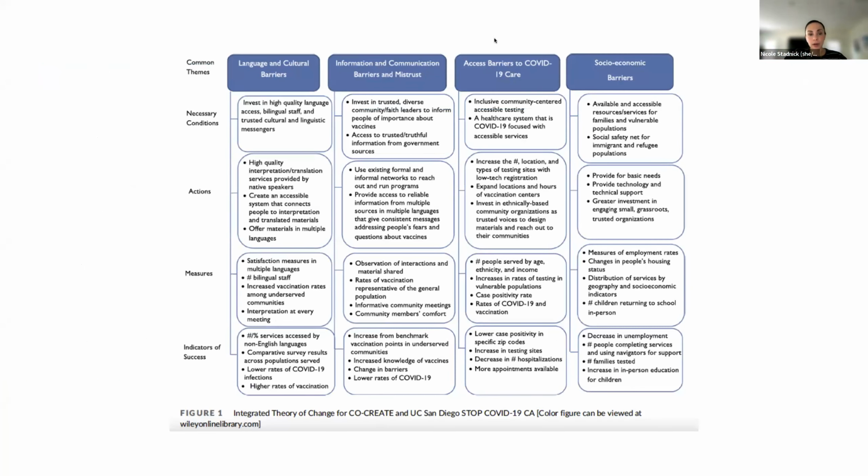On the next slide, this is ultimately what we came up with across both projects. The common themes related to, again, reducing or really eradicating disparities in COVID-19 testing and access to care were related to language and cultural barriers, information and communication barriers, access to care, and socioeconomic barriers. As part of the theory of change process, we also identify the necessary conditions, actions, measures, and indicators of success. In this kind of combined figure, this was what was produced as a result of these theory of change sessions.